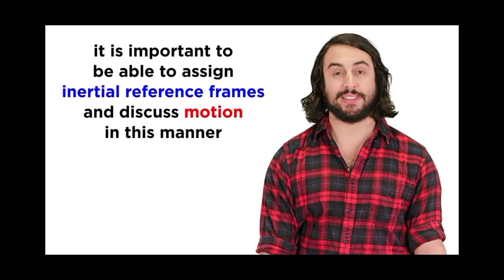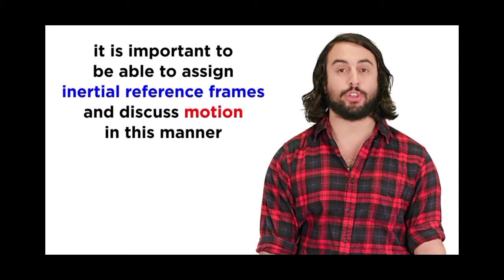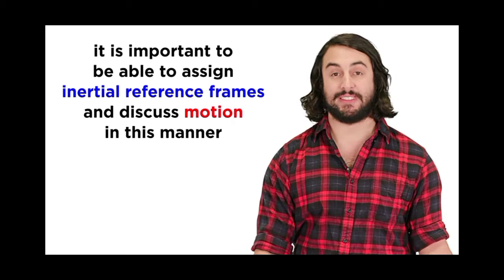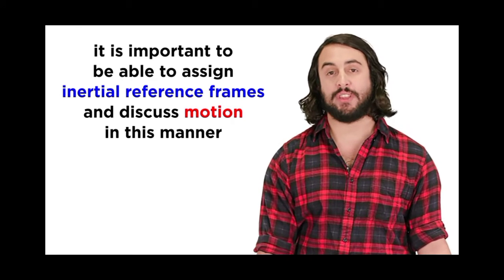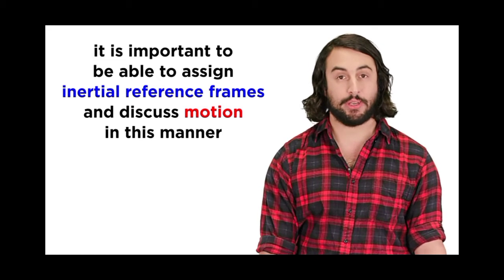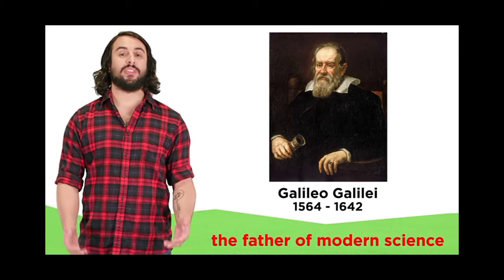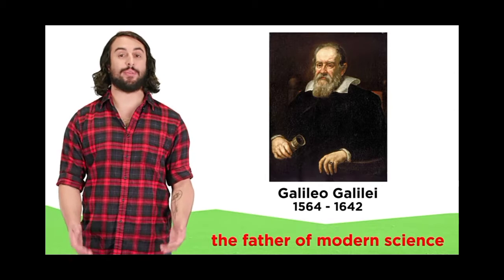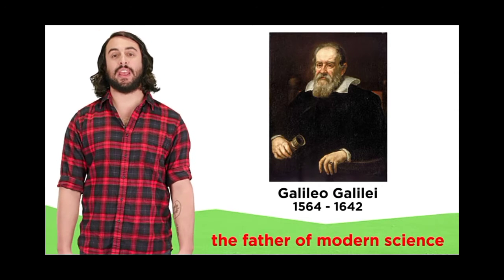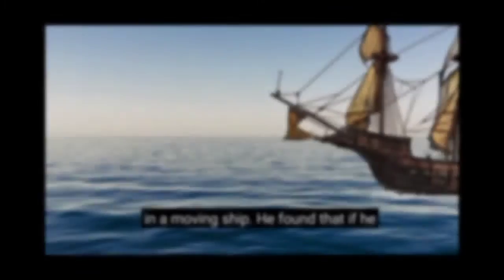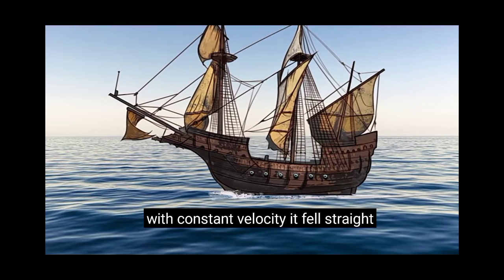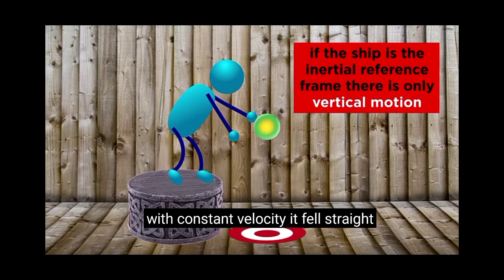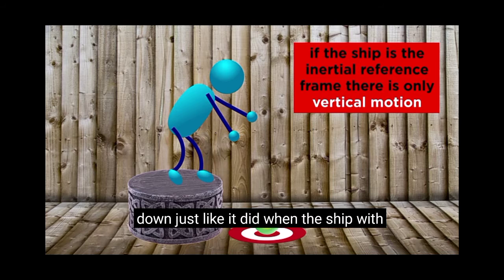Assigning frames of reference and understanding what they mean for the motion of objects is a big part of physics. And although some aspects of this kind of thinking seem obvious, they were not always well understood. Galileo was the first to rigorously describe relative motion after doing experiments in a moving ship. He found that if he dropped a ball while the ship was moving with constant velocity, it fell straight down, just like it did when the ship was stationary in the port.